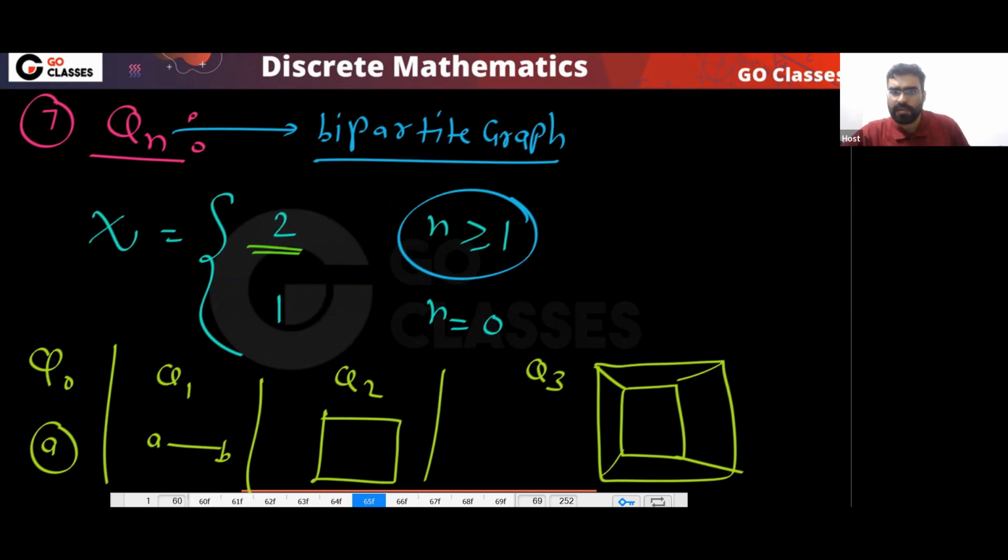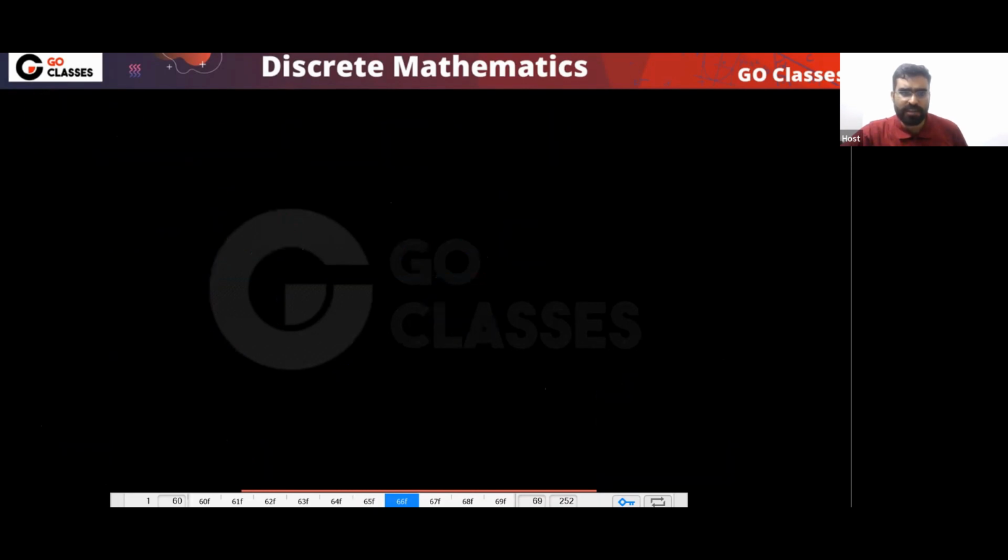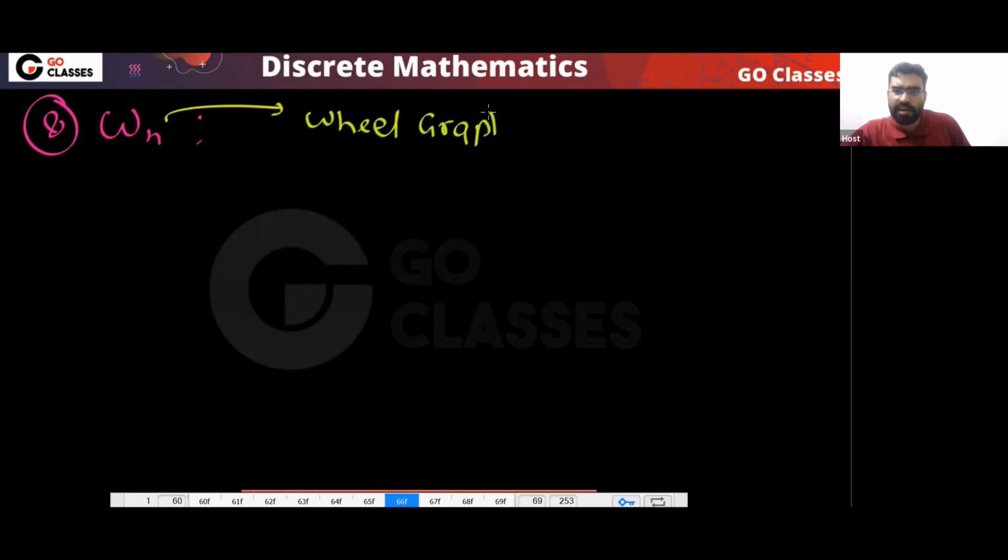Okay, clear? All these points, are they clear? So did we leave any graph? Yes, the wheel graph is there. Let's see the wheel graph. What can you say about the wheel graph Wn? This is a wheel graph on n plus 1 vertices. So tell me, what is the chromatic number for the wheel graph?